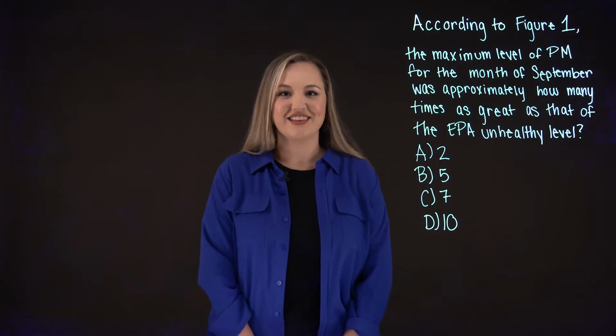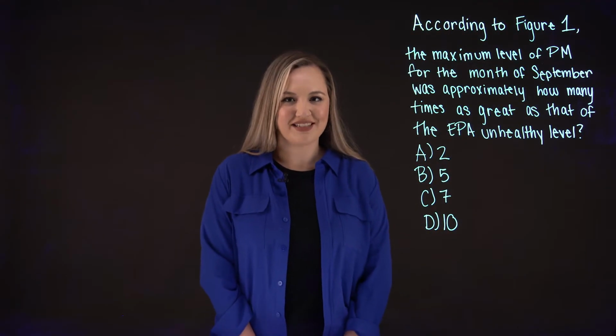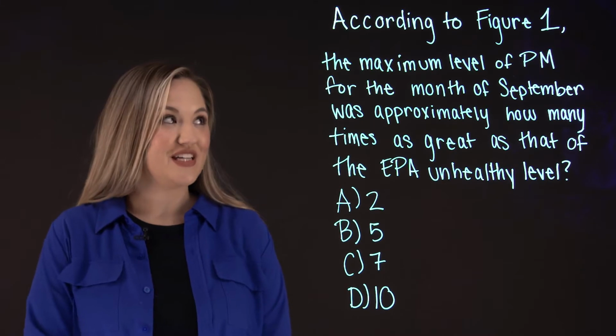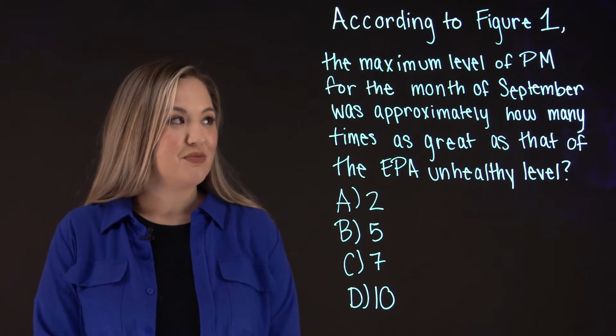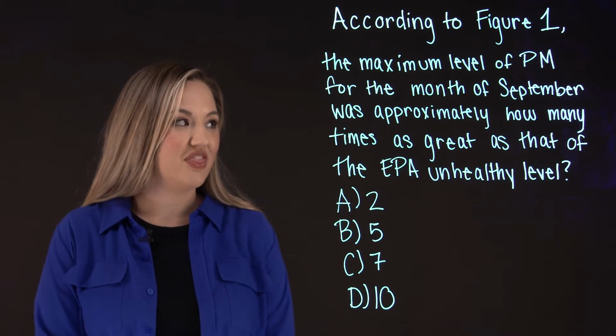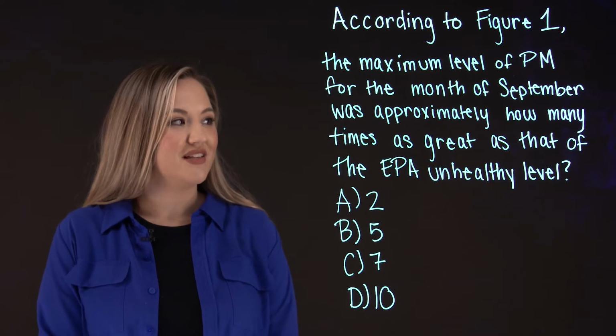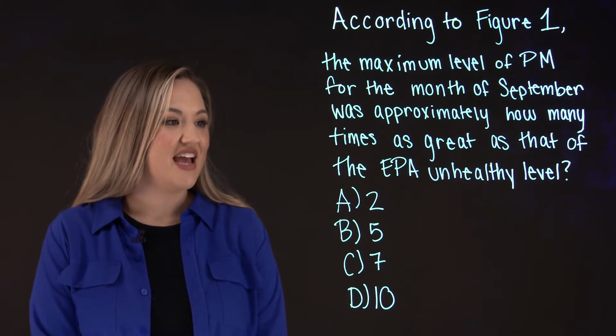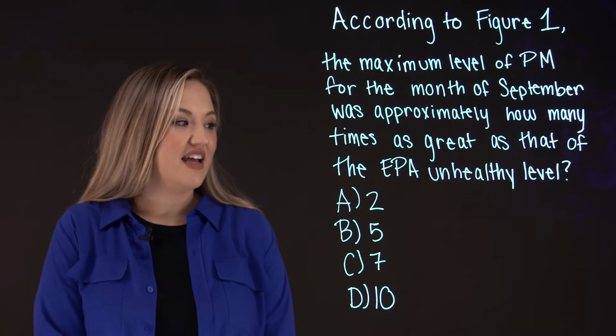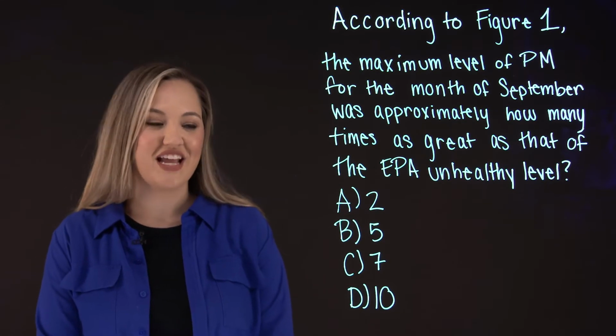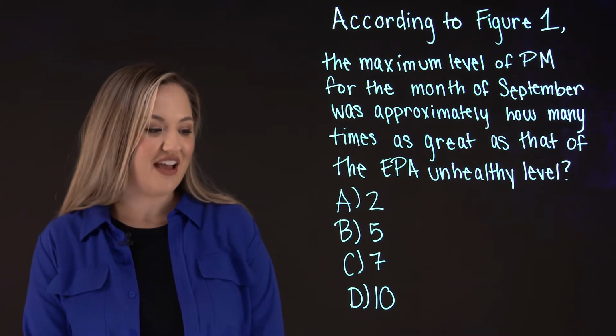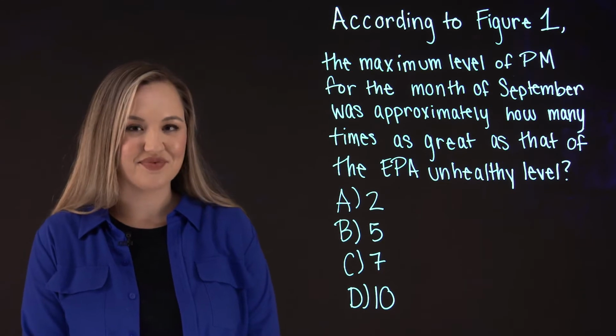So now let's look at this question that's associated with the passage. It says, according to figure 1, the maximum level of PM for the month of September was approximately how many times as great as that of the EPA unhealthy level? And then it gives the answer choices 2, 5, 7, and 10.